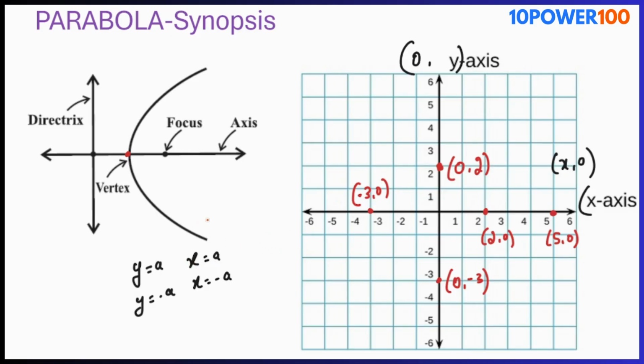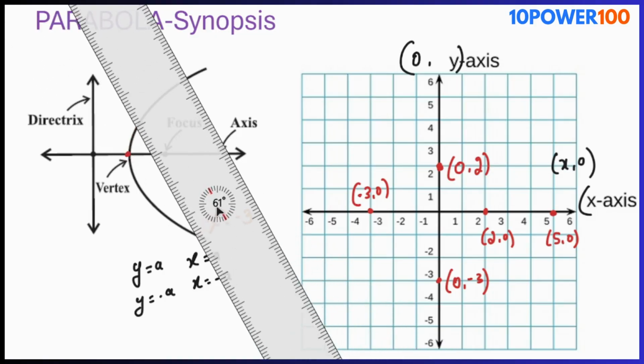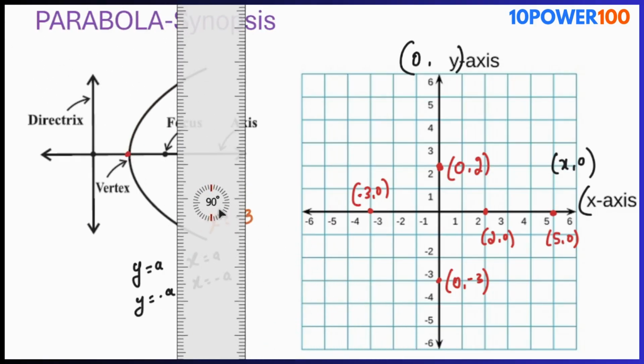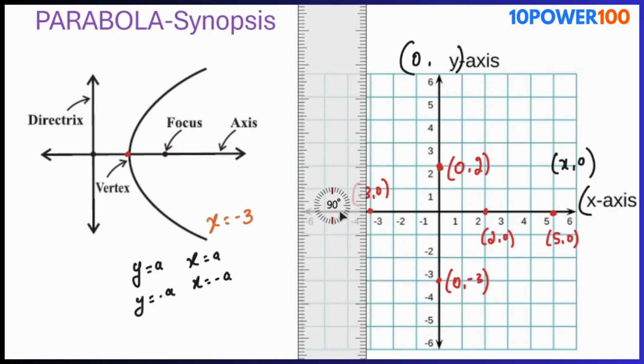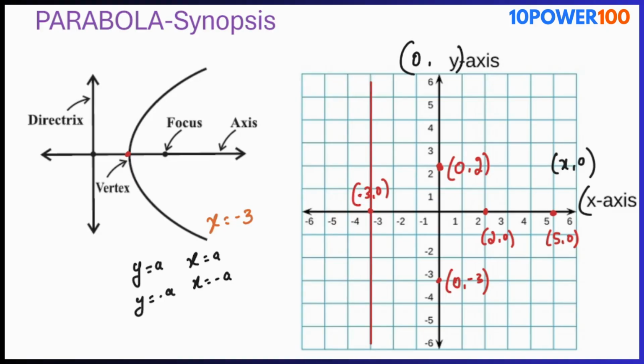For example, if I consider x is equal to minus 3, it is an equation of a line where it falls here. If I consider a straight line, x is equal to 3, the line is here. Now I'm going to put the line here. So this is the x is equal to 3 line. I hope you understood this.